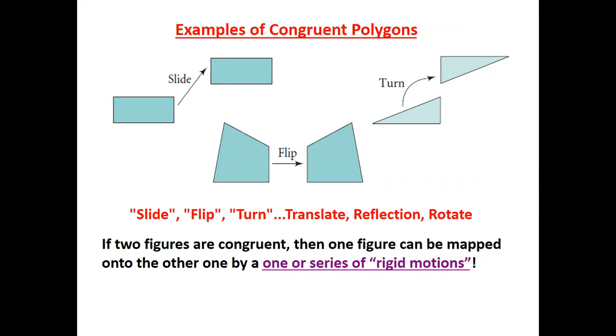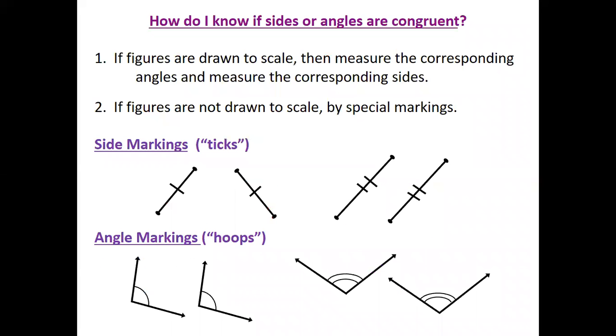Examples of congruent polygons: we can see two triangles, two quadrilaterals, and two triangles. We can slide the figure, we can flip the figure, or we can turn the figure: slide, flip, turn, which are translation, reflection, and rotation. If two figures are congruent, then one figure can be mapped onto the other one. So the two figures are congruent once we have exactly the same figures. If you take one and put it over the other, they will have the same shape.